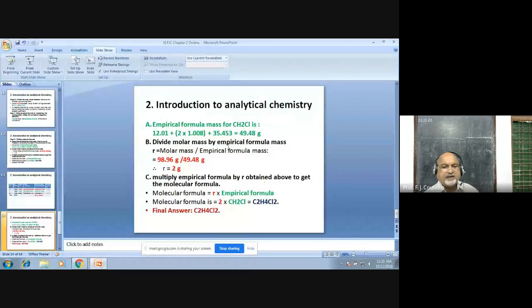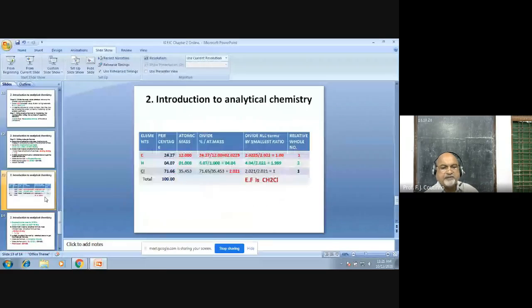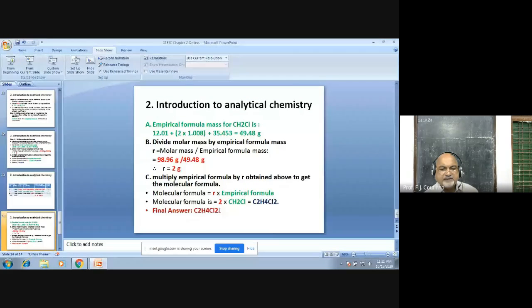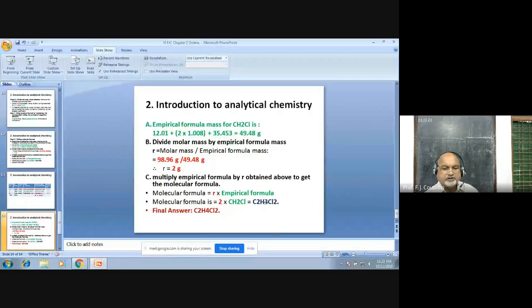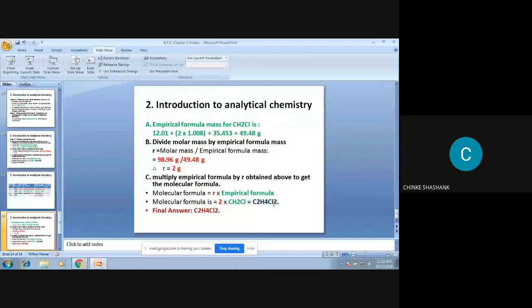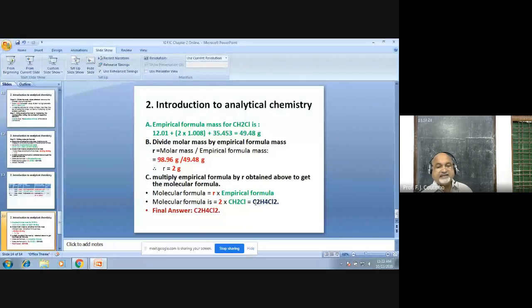What is the empirical formula? This is the empirical formula, CS2Cl, which we got from this tabular form. So multiply this CS2Cl by 2. Carbon is 1, so 2 ones are 2, so C2. Hydrogen is 2, so 2 2s are 4, hydrogen 4. And chlorine is 1, so 2 ones are 2, so Cl2. So we get C2H4Cl2.